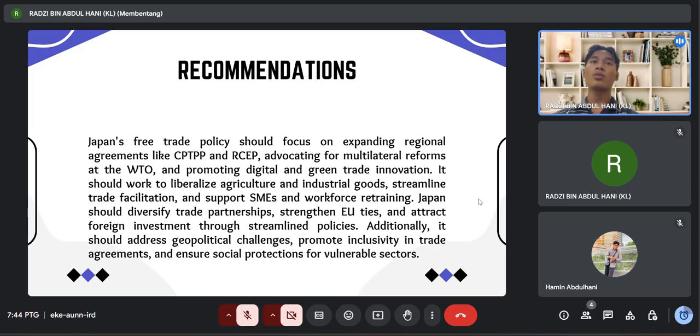It should work to liberalize agricultural and industrial goods, streamline trade facilitation, and support SMEs and workforce training. Japan should diversify trade partnerships, strengthen EU ties, and attract foreign investment through streamlined policies. Additionally, it should address geopolitical challenges, promote inclusivity in trade agreements, and ensure social protection for vulnerable sectors.